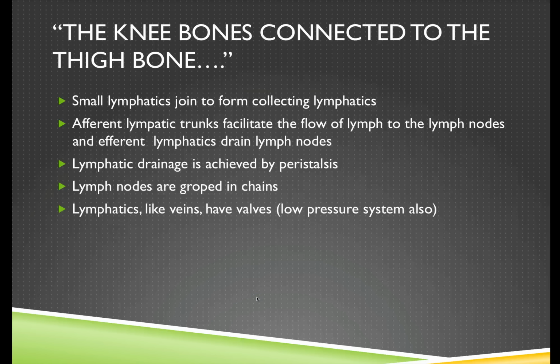Thus, the small lymphatics join to form collecting lymphatics. The afferent lymphatic trunks facilitate the flow of lymph to the lymph nodes. And like many other organs, you have afferent and efferent systems. Peristalsis occurs within the lymphatic system to favour one-way transit. When it comes to clinical examination, you'll learn that lymph nodes are grouped in chains, and there are several chains throughout the body. There's a high concentration of lymph nodes within the GIT. As I mentioned, lymphatics have to have valves because they're a low pressure system.